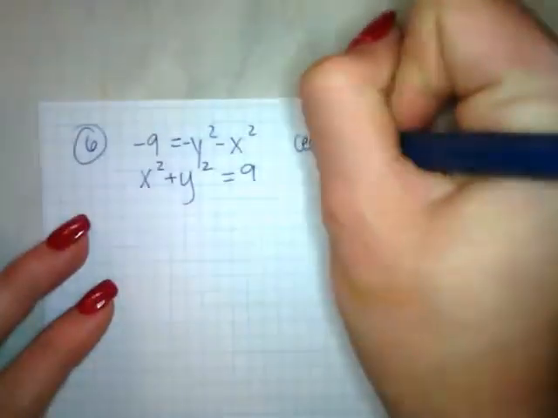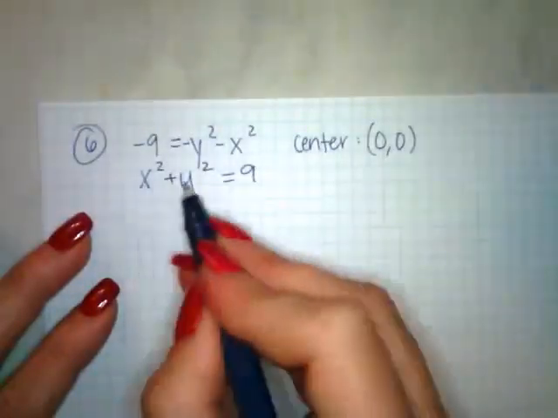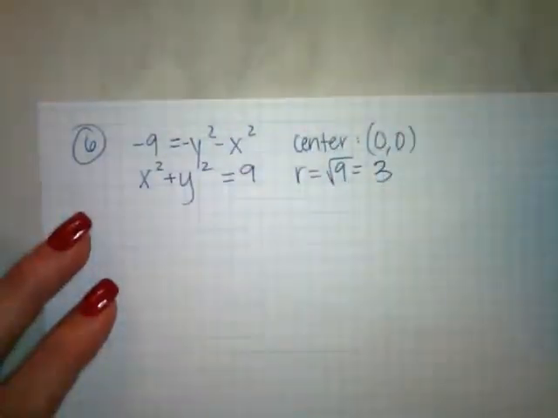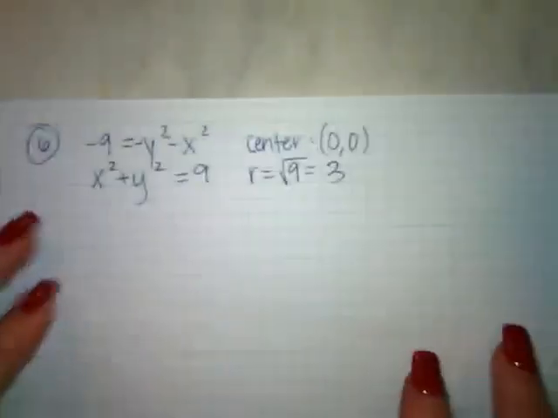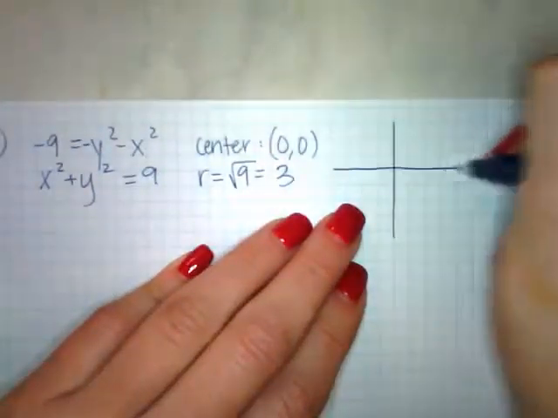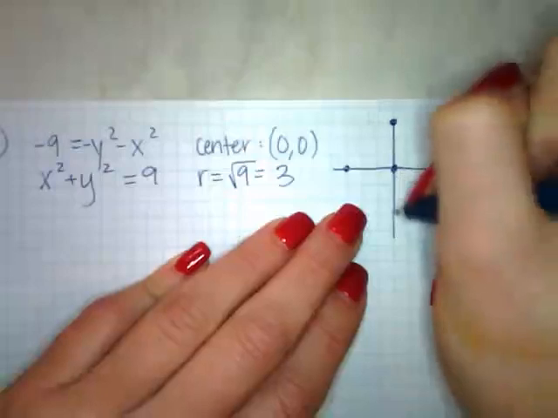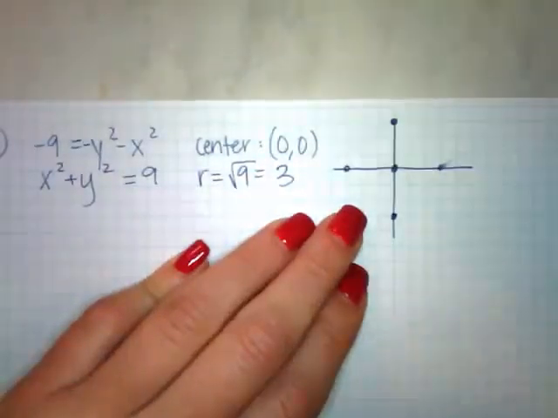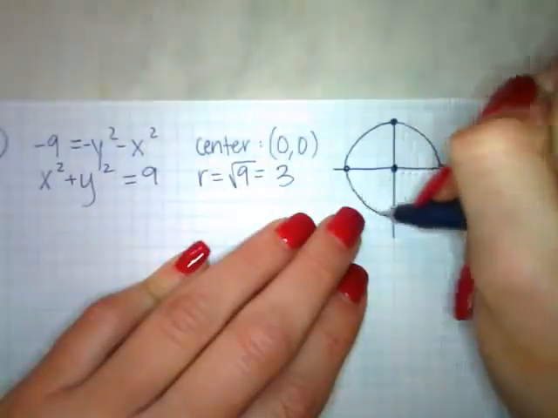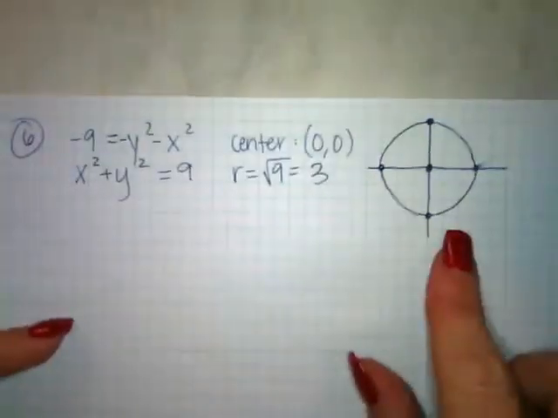I can identify the center as 0, 0, because nothing is being added to x, nothing is being added to y. And my radius is the square root of 9, or 3. The last step is to graph this. Okay, center 0, 0, count up 3, put a dot, left 3, down 3, right 3, and sketch that in. That actually looks pretty nice. I surprised myself. I'm usually not too good with these.